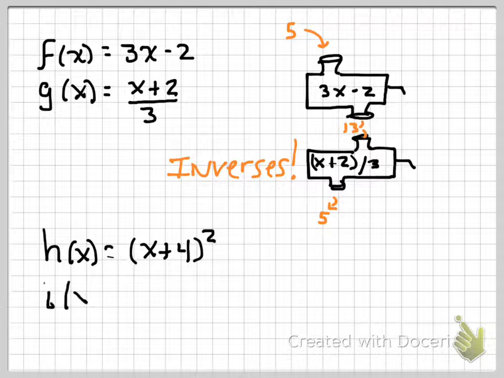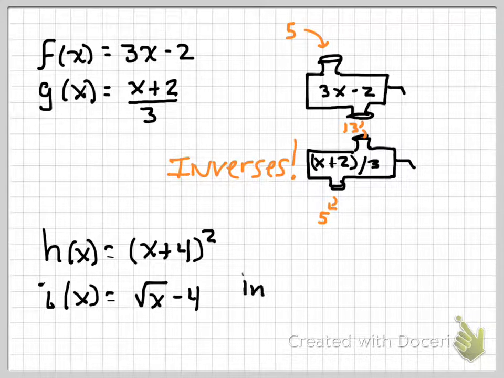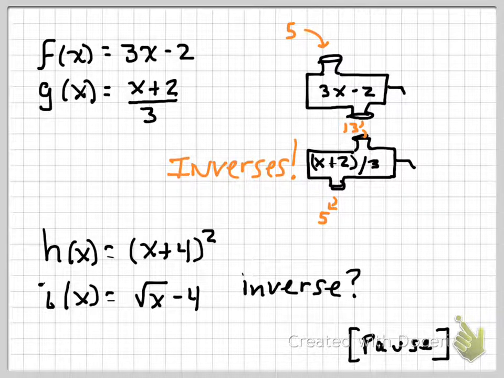How about if we have h of x is equal to (x plus 4) quantity squared, and i of x is equal to the square root of x minus 4. Are they inverses? Pause the video at this point and see if these are inverses or not.